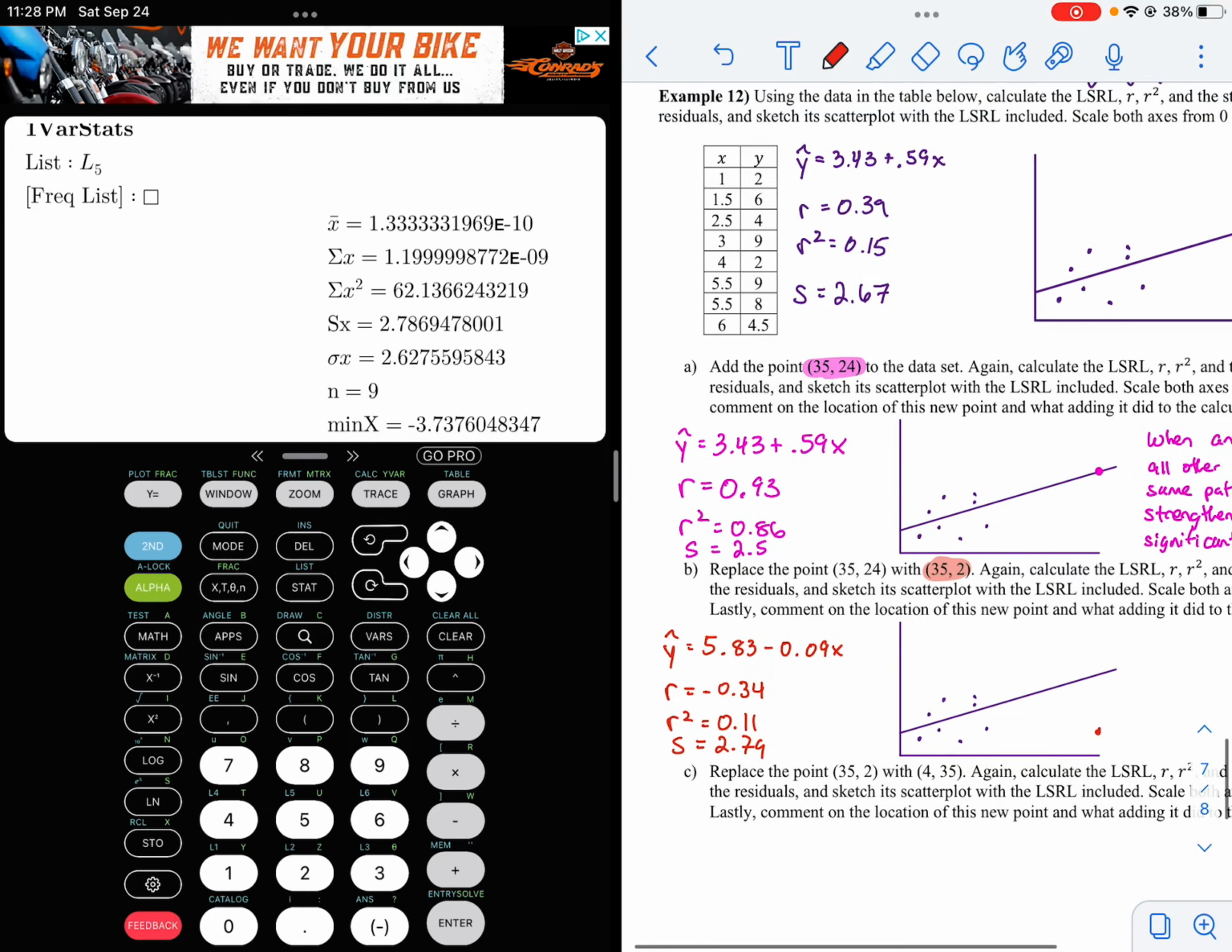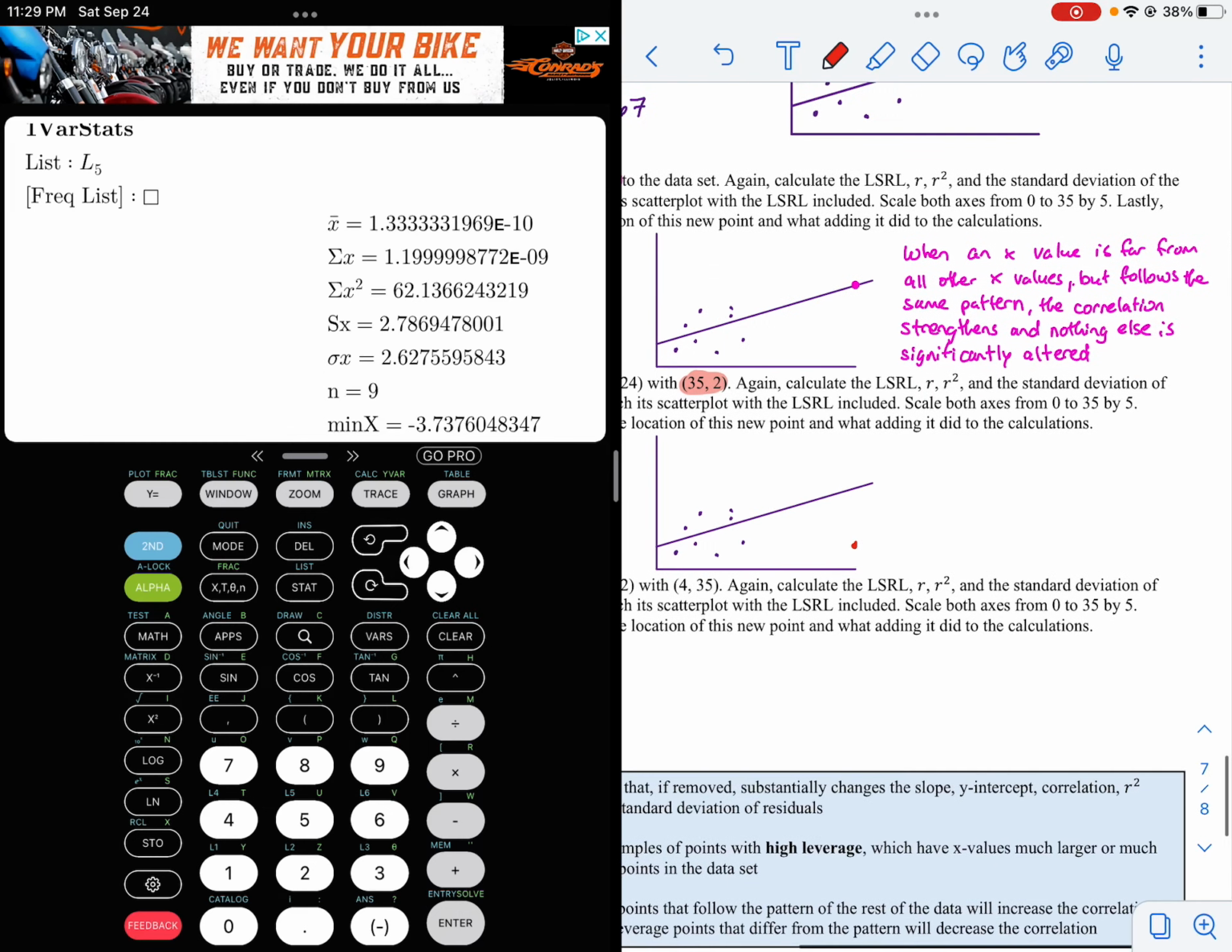Okay. So when we look at this red information from this point compared to this purple information from our original data set, we can see that the correlations really weren't heavily altered in this case in terms of strength, but certainly in direction. Okay, so it was altered for sure. The standard deviation of the residuals wasn't heavily affected, but the biggest impact was on our least squares regression line.